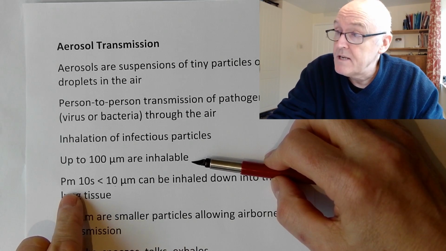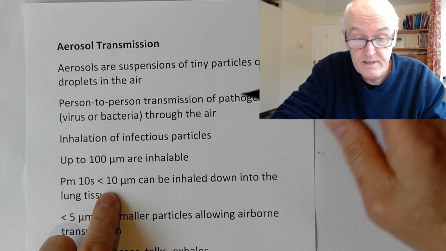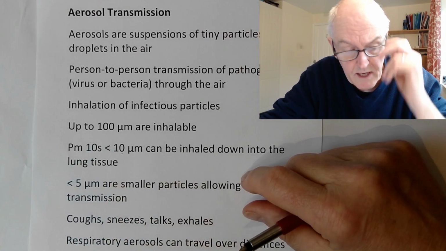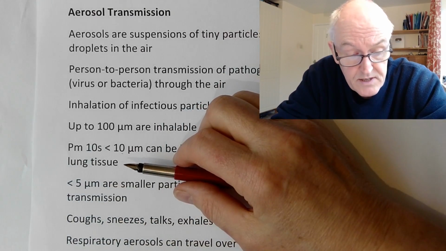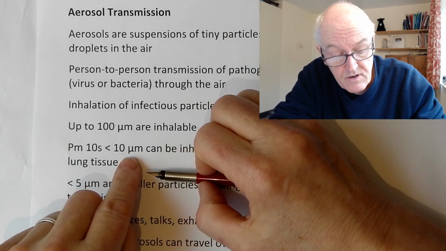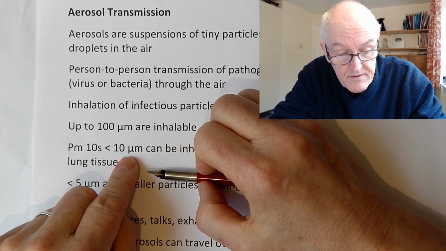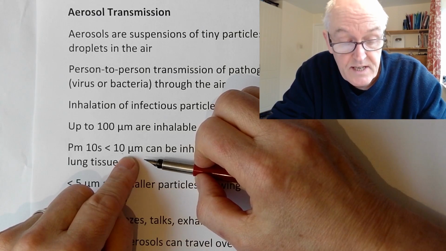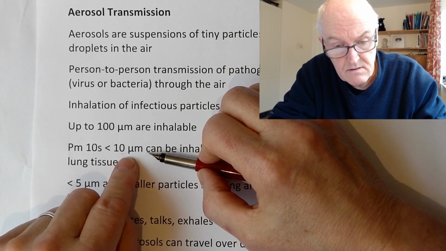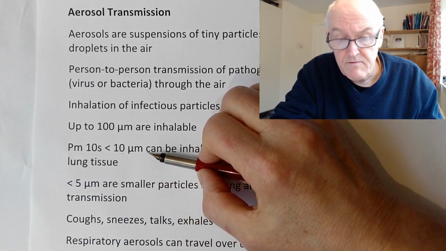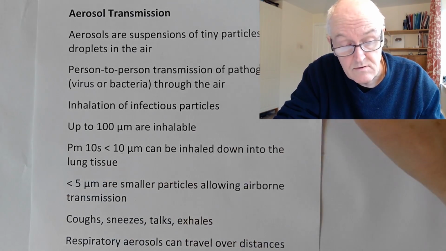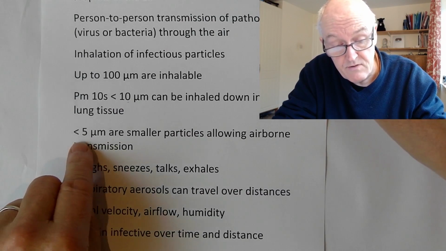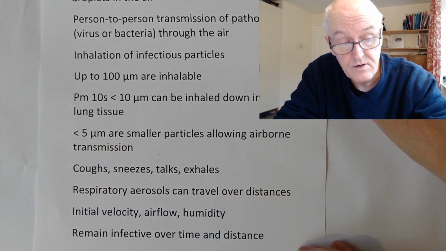Now, microparticulates, PM10s, are less than 10 micrometers and can be inhaled down into the lung tissue, as we saw, right down into the alveoli or the bronchioles. Now, viral particles: if that's 10 micrometers, then a tenth of that will be 1 micrometer, and viruses can be 100 nanometers, which is a tenth of a micrometer. So they're 100 times smaller than that. So viral particles can go into the lungs, no problem at all. So anything smaller than 5 micrometers, smaller particles allow an airborne transmission.